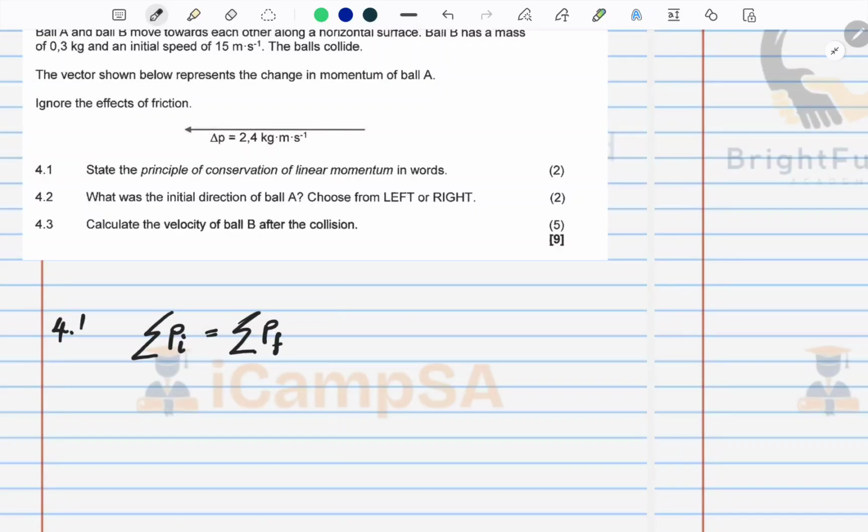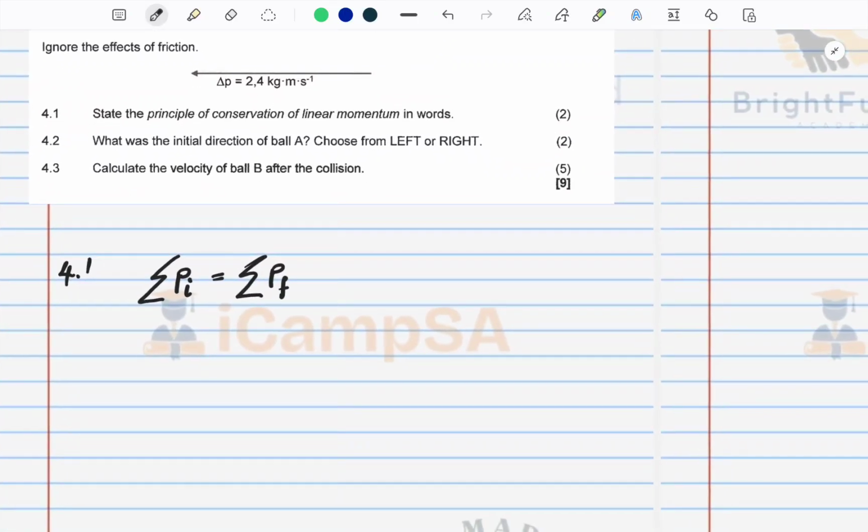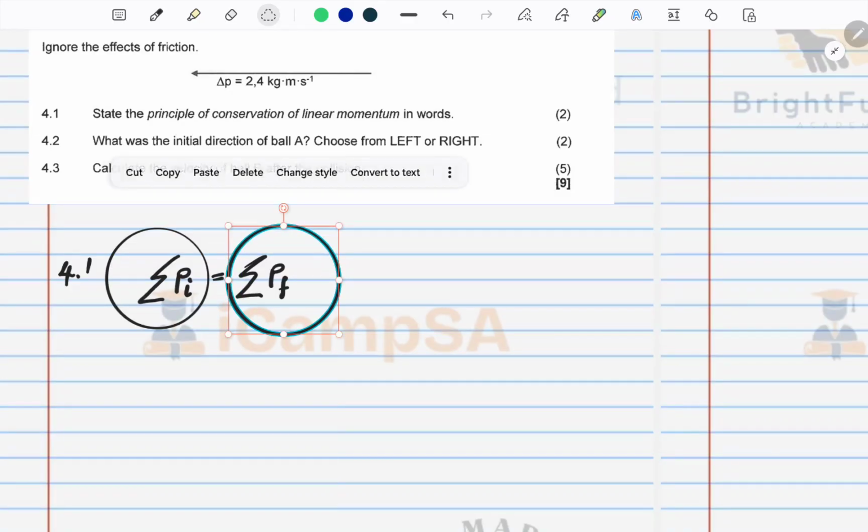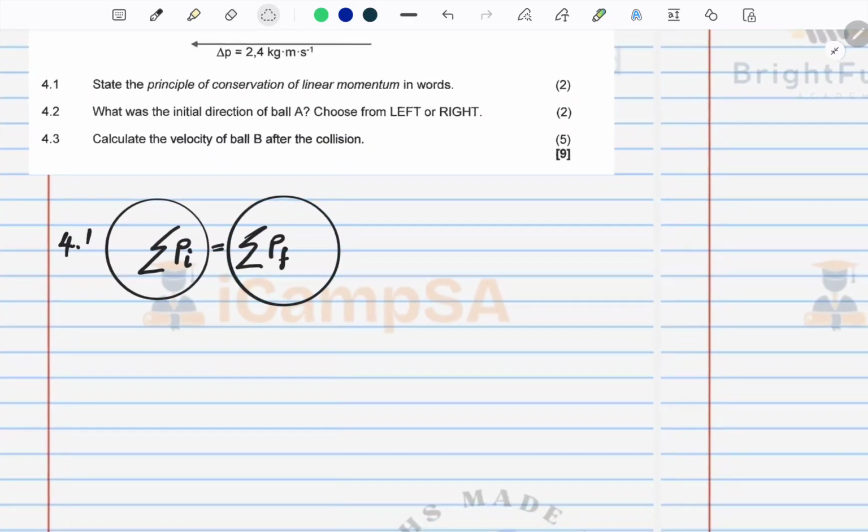So the total momentum in an isolated system remains constant. That's what we are saying. It does not change. The velocities will change, but at the end of the day, your initial momentum and your final momentum should be equal. So now once you've summed all of it, that's what you have.